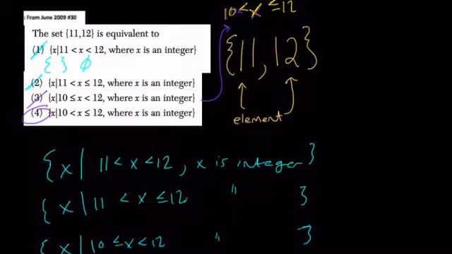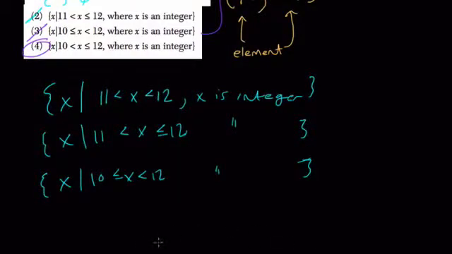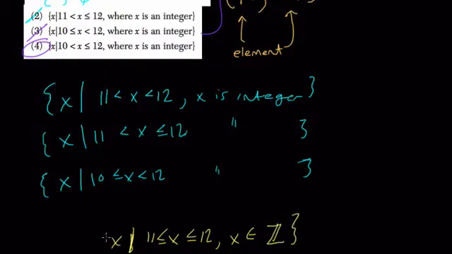Probably what makes the most sense for this, if I was to write it, I would just write x such that, right, x is greater than or equal to 11, right, but less than or equal to 12, where x is an integer. And you can write that fancy, x is an element of the integers. That just means x is an integer. And that's correct as well. But there are different ways to write this, and they're just showing it to you. All right, hope that helped.